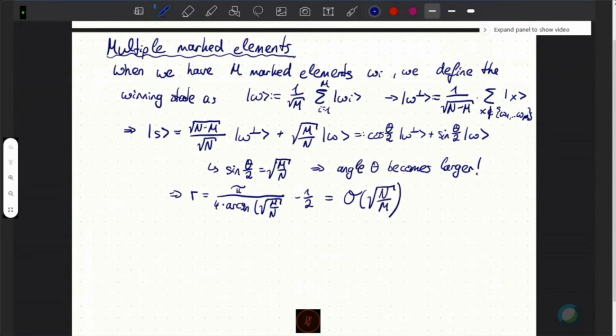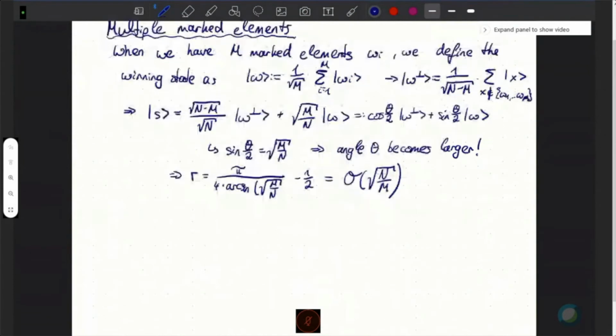The larger m is, so if, for example, assume every second element would be marked, then this would be a super small number. But okay, maybe every second element is not what we're looking for, but just if we increase m, our algorithm will be even faster than before, which we can also see when we look at the amplitude amplification.